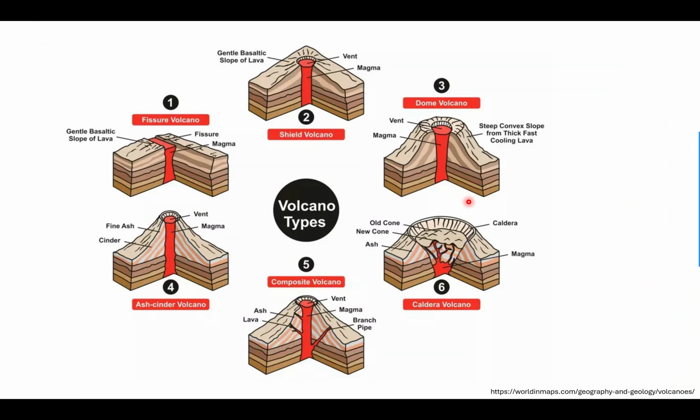So fissure volcanoes are formed at the junction of mostly two plates, or where two tectonic plates kind of rub each other. And shield volcanoes have gentle slopes, and then they have this nice vent that comes up. Similarly, dome volcanoes have this nice dome that has formed inside, from where the lava actually comes out on the vent.